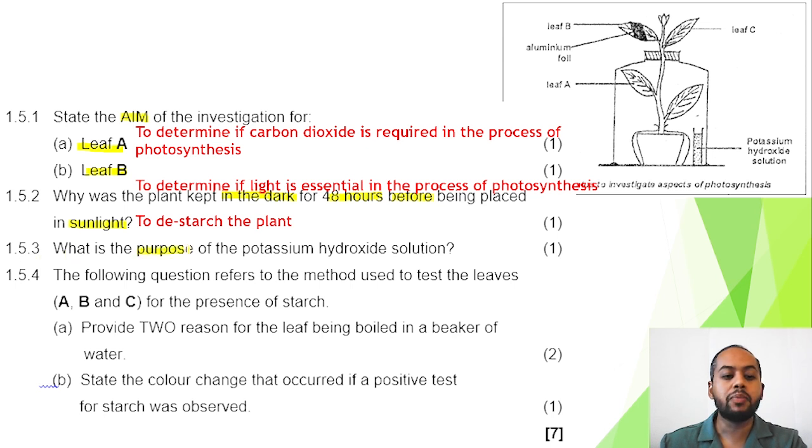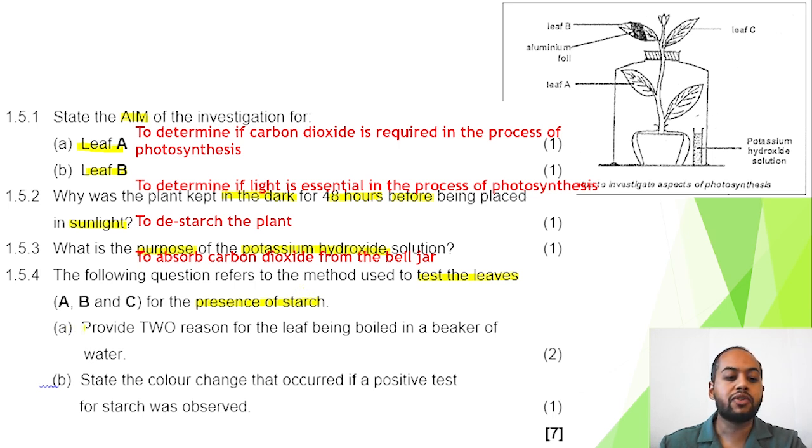1.5.3, what is the purpose of the potassium hydroxide solution? 1 mark. We said potassium hydroxide is going to absorb carbon dioxide from the bell jar. 1.5.4, the following question refers to the method used to test the leaves A, B, and C for the presence of starch. So you're testing leaves A, B, and C for the presence of starch. Please make sure that you highlight the important aspects of the question on your question paper, exactly like I am doing, it will really assist you.